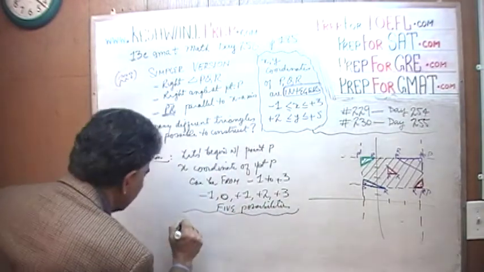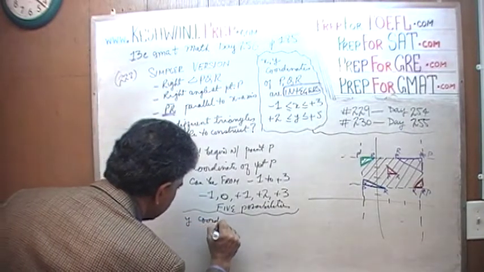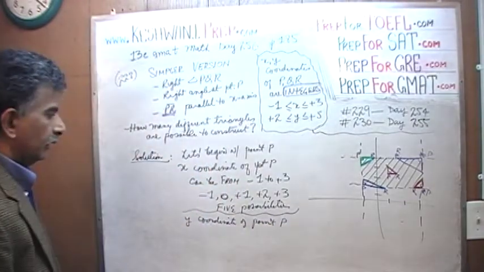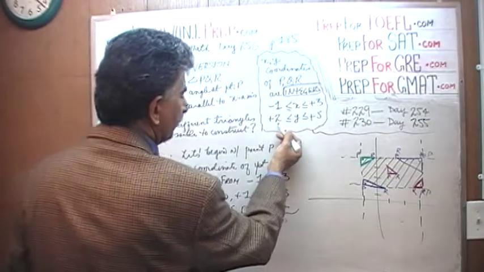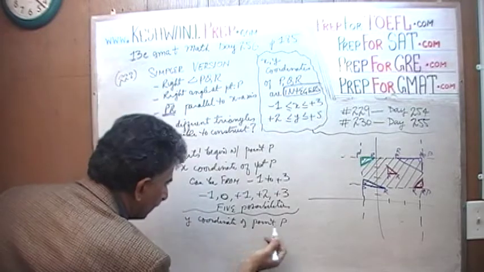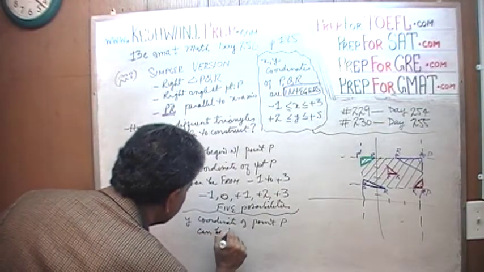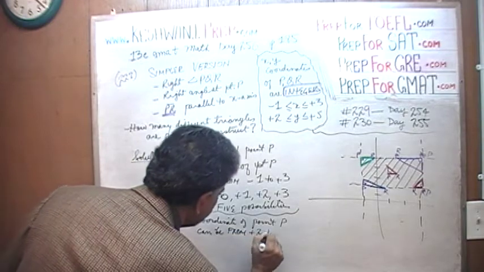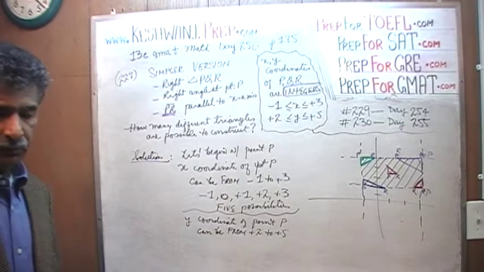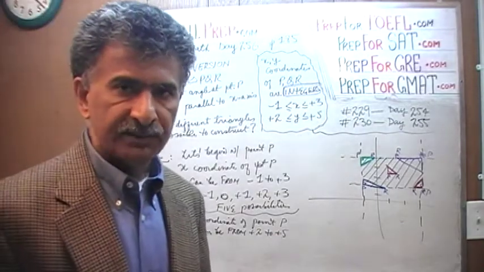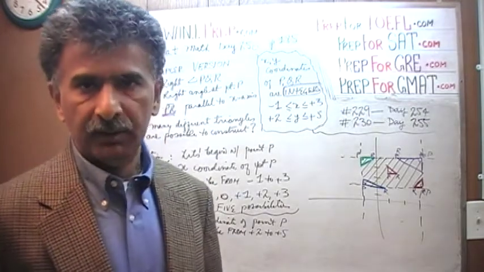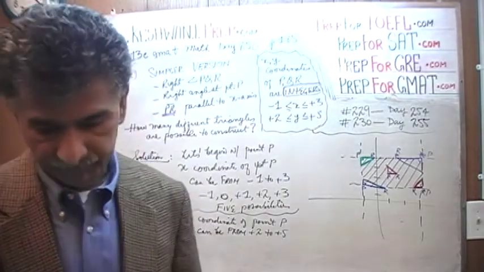Now let's talk about the y-coordinate of point P. What can it be? We are told that the y-coordinate has to be from +2 to +5. Now, as always, as I remind you, it may take 20 minutes to actually do the problem, but once you understand the concept and how it's done, next time around it should go very fast. It's a very simple thing. It's not a complicated problem once you begin to understand it.